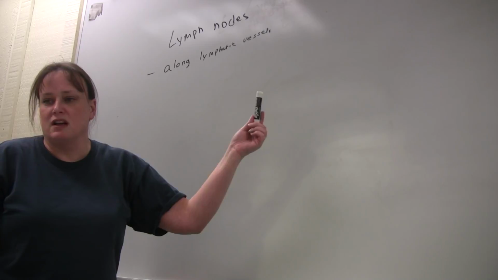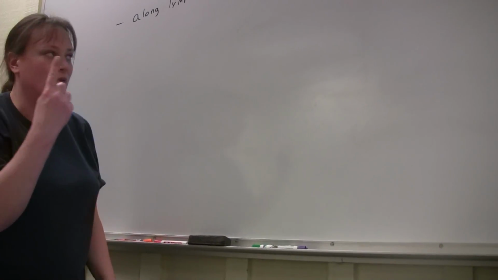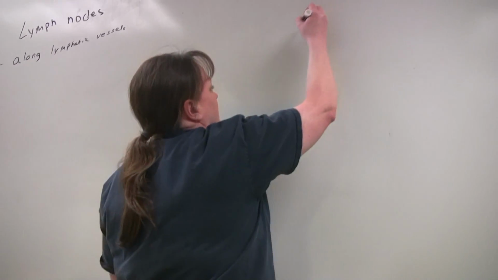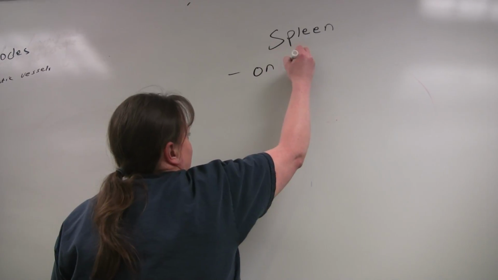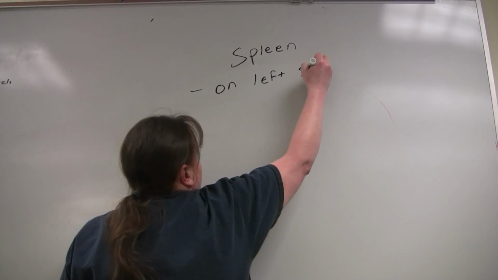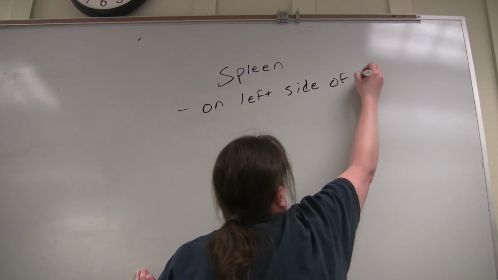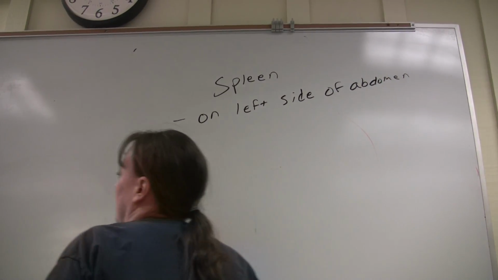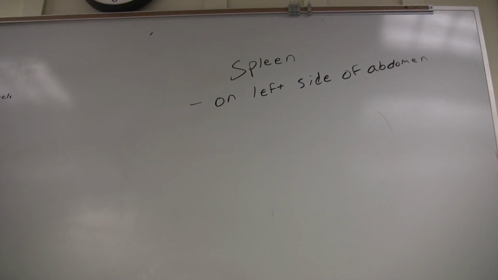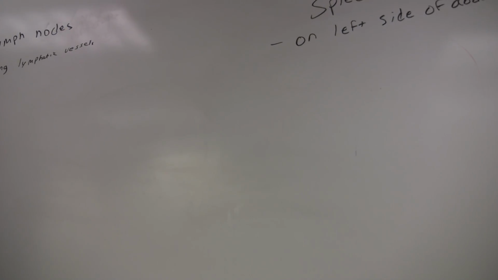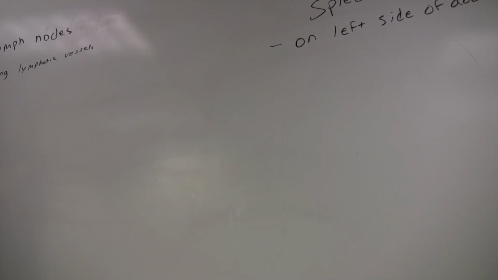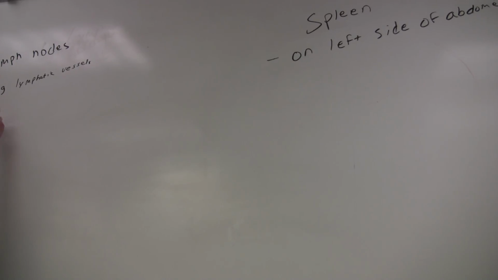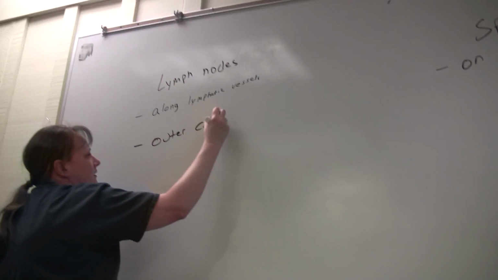How many spleens do we have? Just the one. What side of the body is it on? Left. Yes. So we'll say left side of abdomen. All right, so now we kind of know where they're located. We have lots of lymph nodes along the vessels, one spleen. Both of them have an outer capsule, so let's put that in.